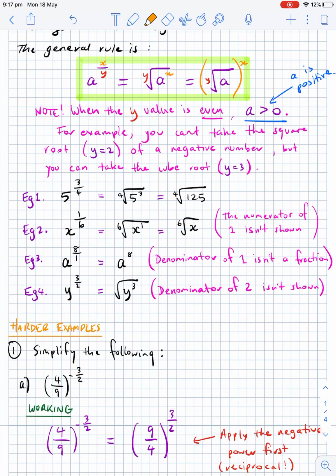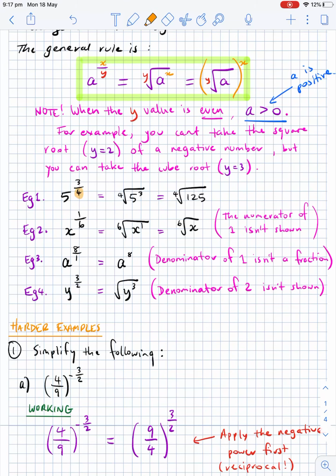Okay, so let's try some examples with these fractional powers. So 5 to the power of 3 over 4. You'll notice that your y is even, but your base is positive, so it's okay. If we were doing a negative 5 here, it wouldn't work because our a has to be positive when we're dealing with an even value of y, or we're dealing with the fourth root.